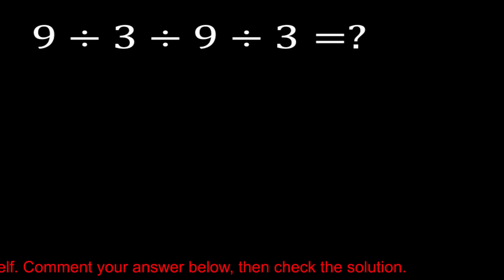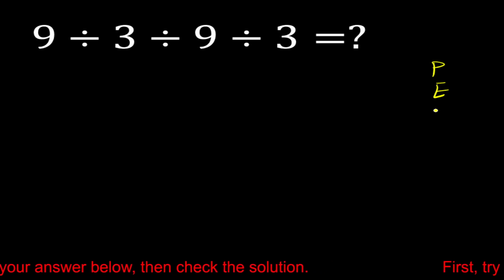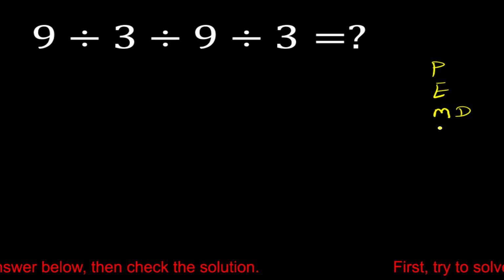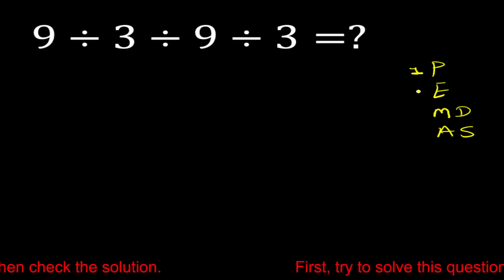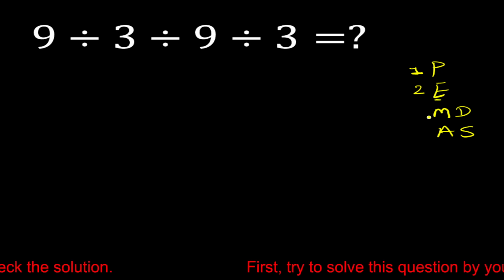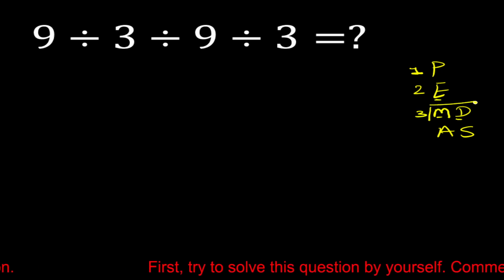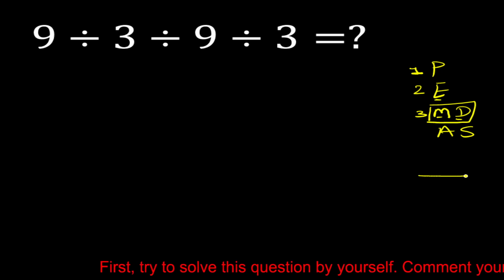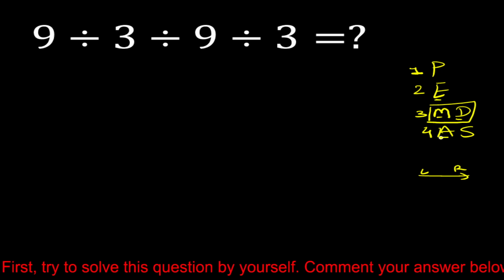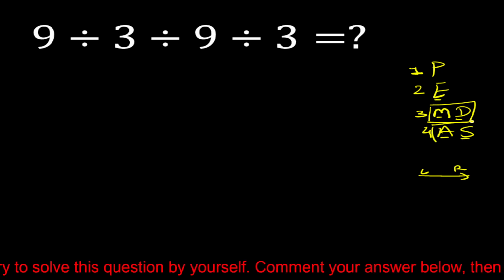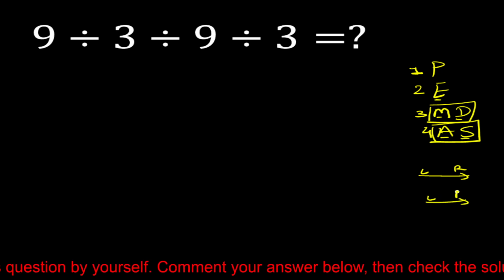Okay, PEMDAS: P, E, M, D, A, S. According to PEMDAS, first priority is parenthesis, and second priority is exponents. Third priority is multiplication and division. Here multiplication and division both have equal priority, so we have to solve it from left to right. Fourth and last priority is addition and subtraction. Also addition and subtraction both have equal priority, so we have to solve it from left to right.